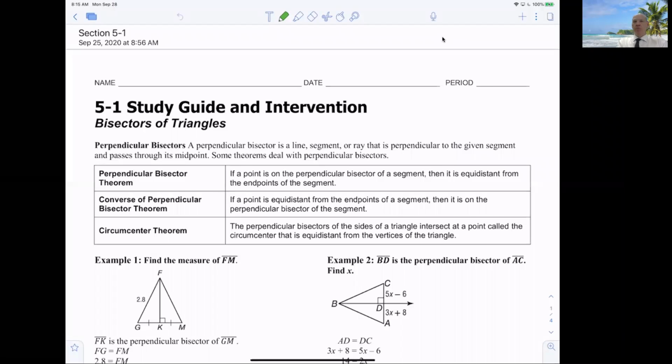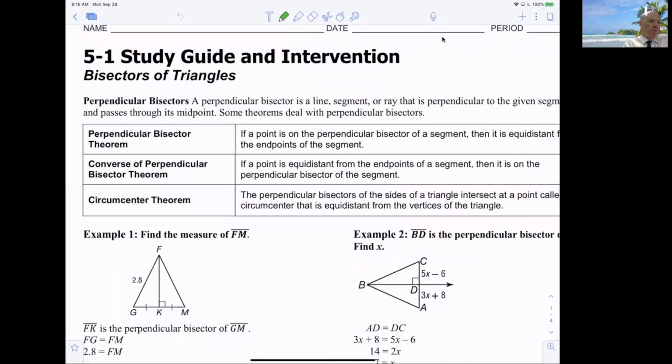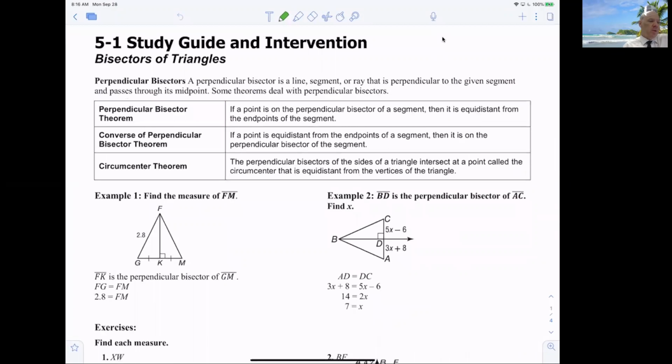All right, so here we go for today, starting chapter 5. Again, we're going to talk specifically in chapter 5 about the different properties of triangles. Today's property is going to be the perpendicular bisectors. Now let's recall what a perpendicular bisector is.